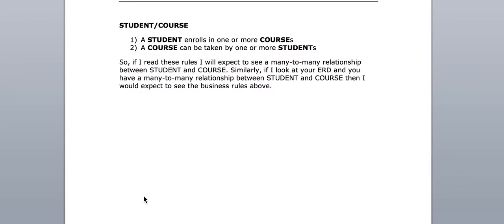Okay. So by looking at these two, I see that I actually have a many-to-many relationship between student and course. A student can take many courses. That's the many side on the course side. And a course can be taken by many students. So then there's a crow's foot notation. If we have crow's foot notation, we should see the many depicted on both sides of this relationship, on the student side and the course side.